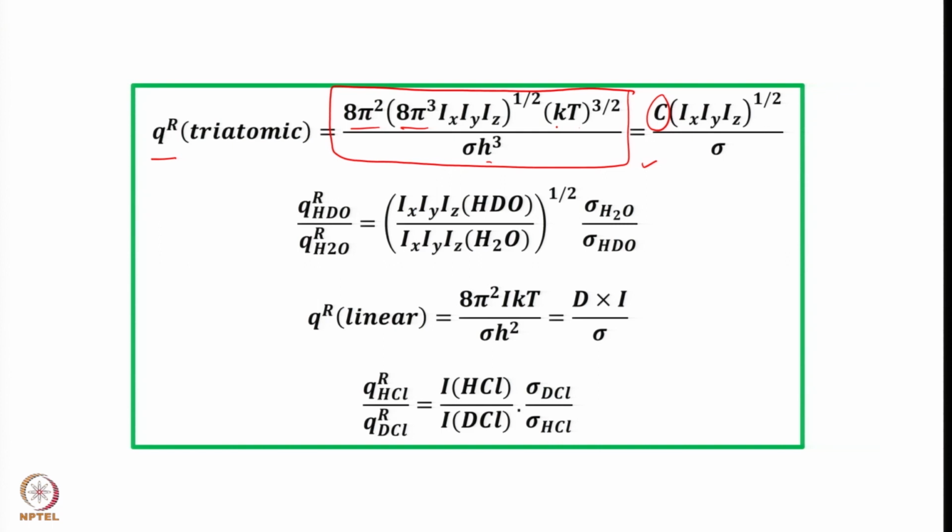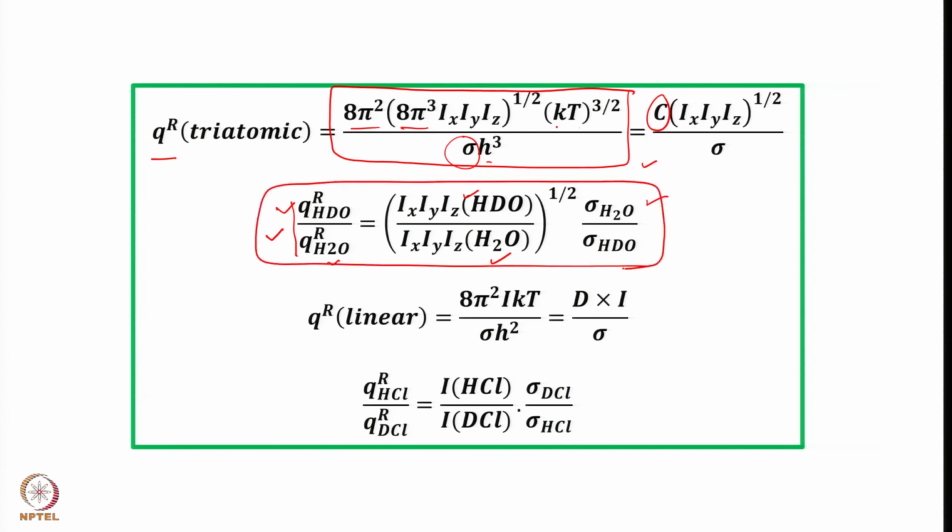So therefore, when you take the ratio for the non-linear molecule, you are given Ix, Iy, Iz. And this symmetry number comes in the denominator. Therefore, when you take the ratio, for water, for which q has the symmetry number in the denominator, the symmetry number will be in the numerator.